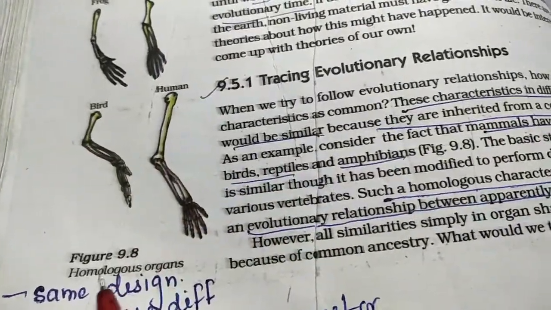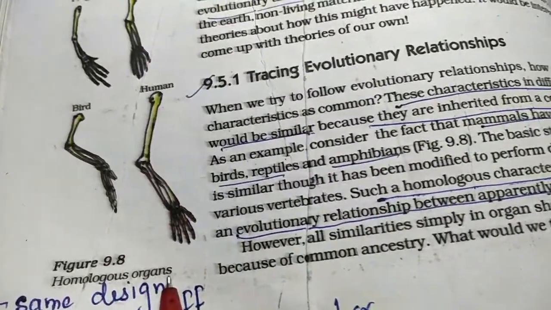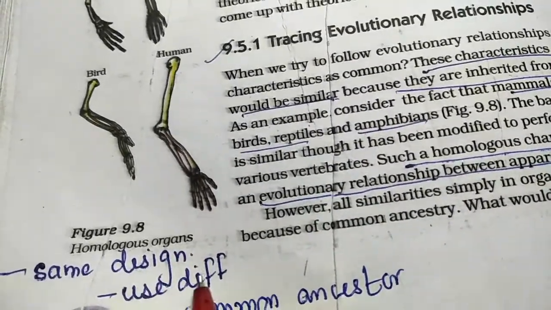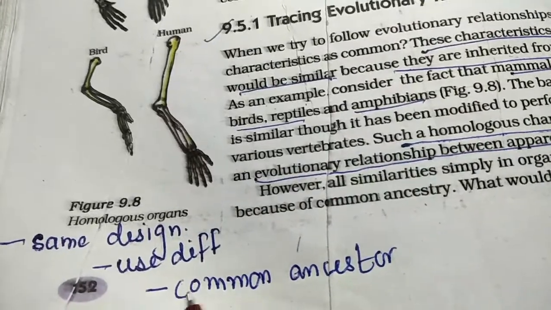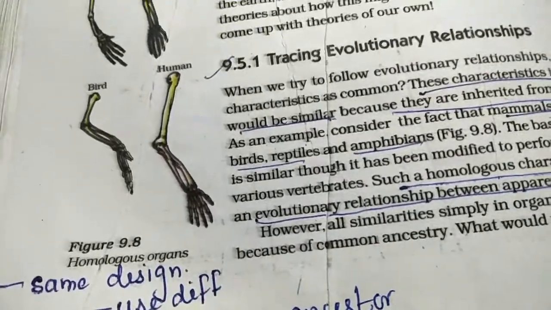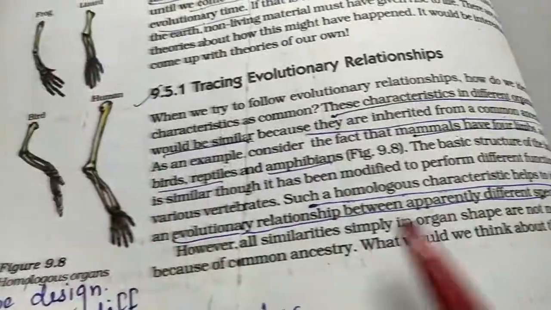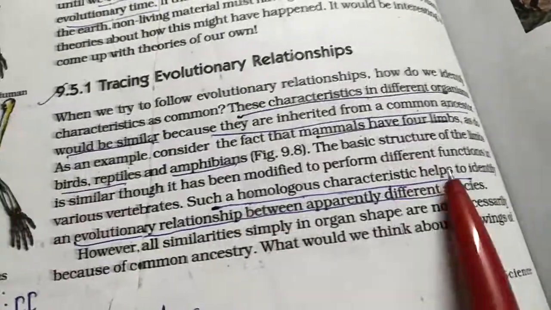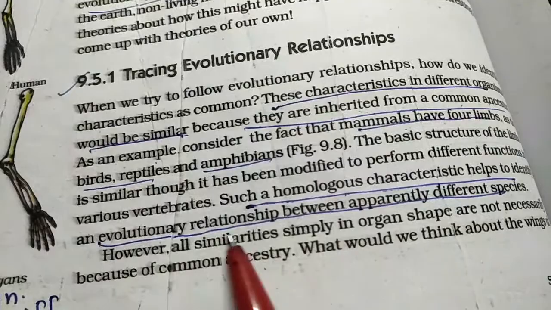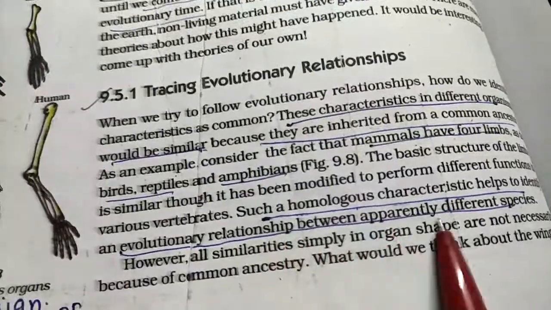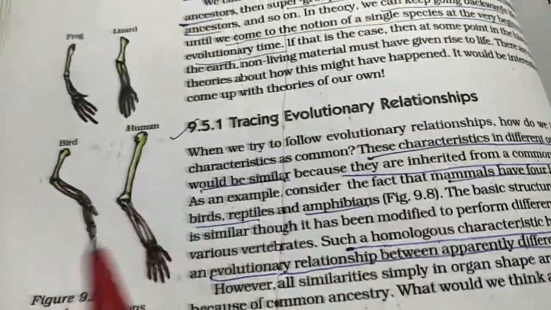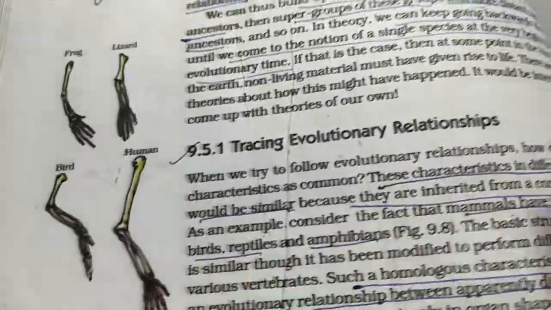Such organs are known as homologous organs. Whenever you have homologous organs with the same design and different use, that means they have some common ancestor, because that body design is the same. So such homologous characteristics help us to identify an evolutionary relationship between different species. These species are different, but that means they sometime must have had some common ancestor. Now we go to the next example.